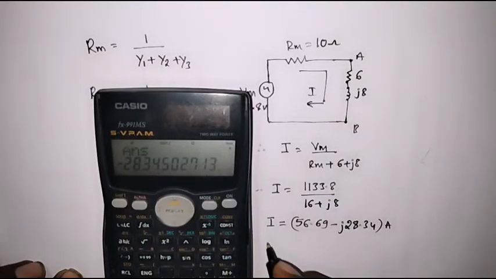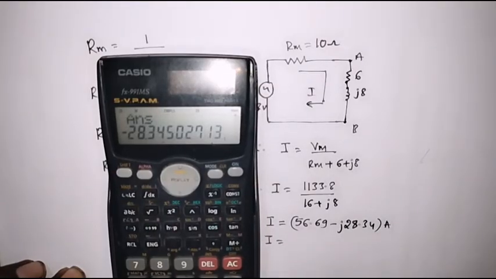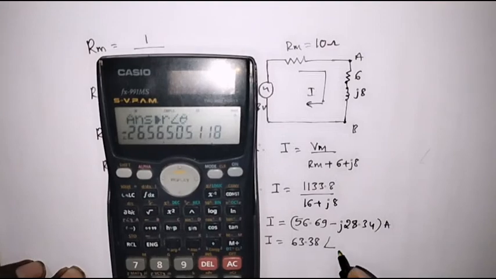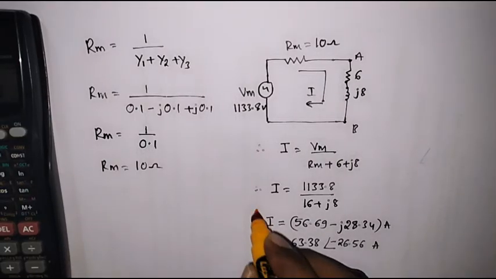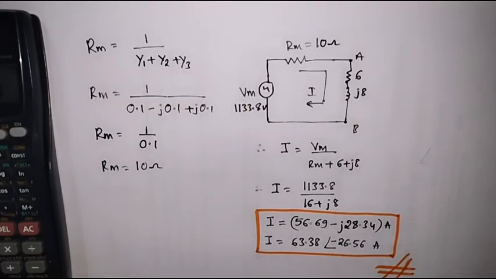It is good practice to keep the result in polar form also. So we can use the calculator directly to convert rectangular into polar, that is shift plus sign, because on plus sign we'll get R angle theta, which gives magnitude as 63.38. Shift equal gives an angle that is minus 26.56 amps. This is the required result, that is current through 6 plus J8 ohm using Millman's theorem.